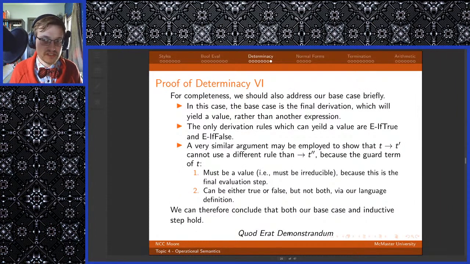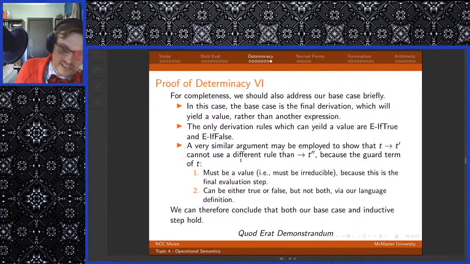For completeness, we should also address the base cases briefly. The base case is the final derivation, which will yield a value rather than another expression. The only derivation rules which can yield a value are E if true and E if false. A very similar argument may be employed to show that t becomes t prime cannot use a different rule than t becomes t double prime, because of the guard term of t. The guard term of t1 must be a value, which means it must be irreducible, because this is the final evaluation step, and it can either be true or false, but not both, because of our language definition.